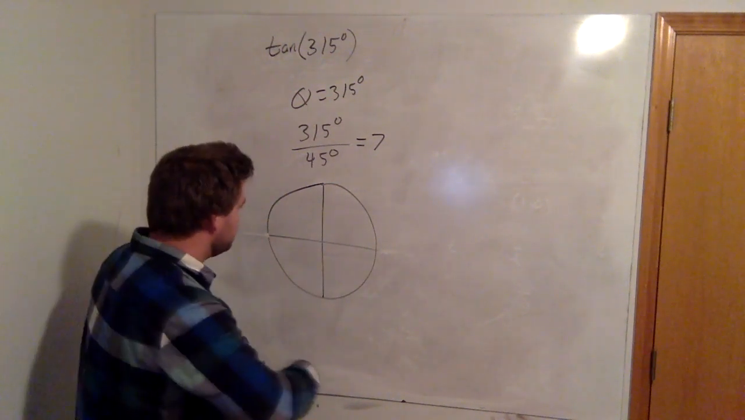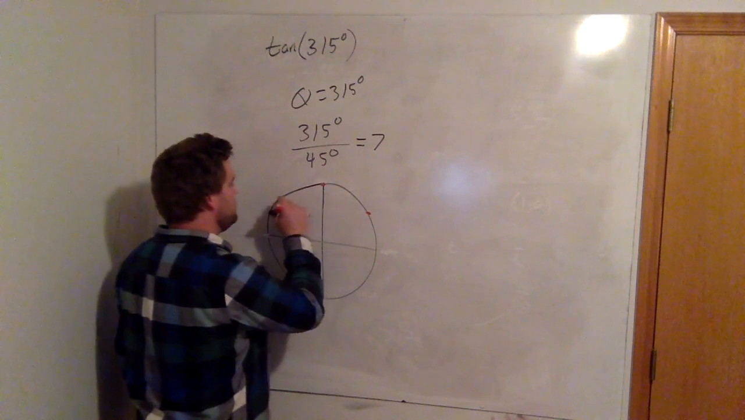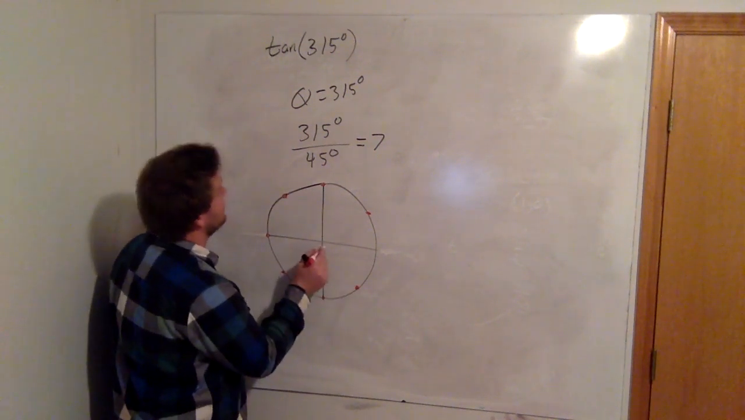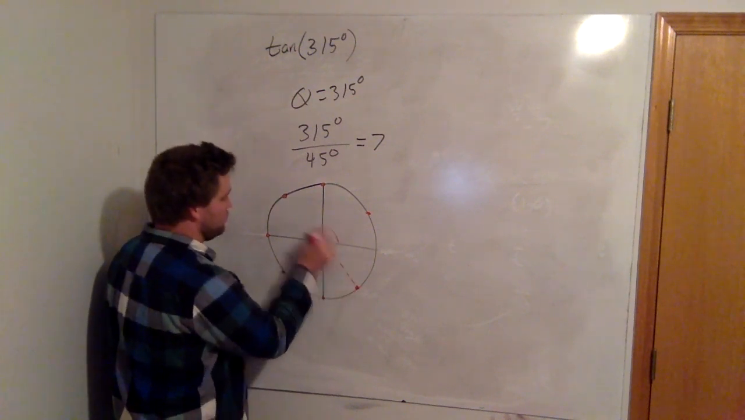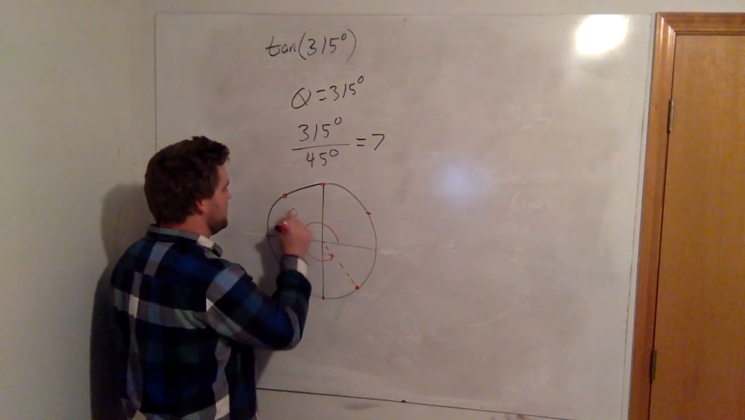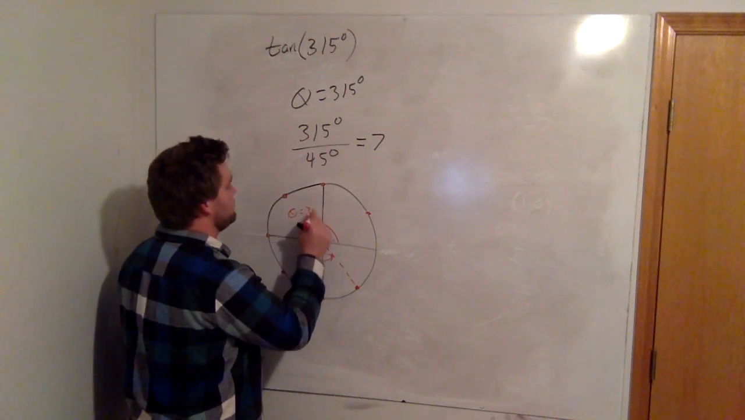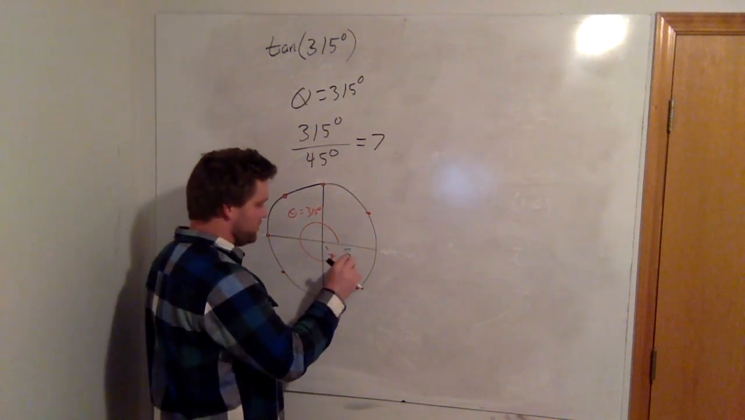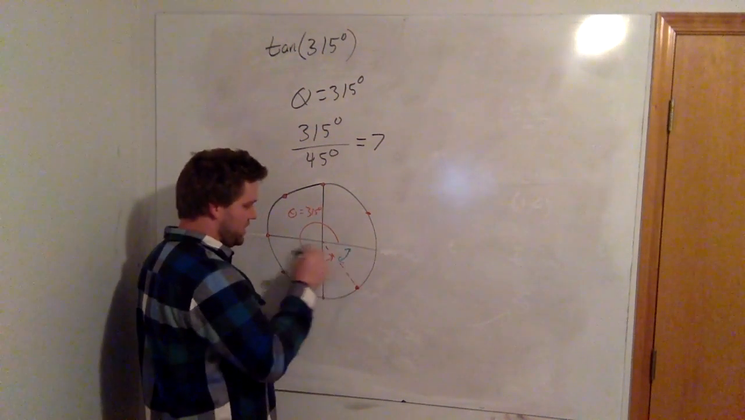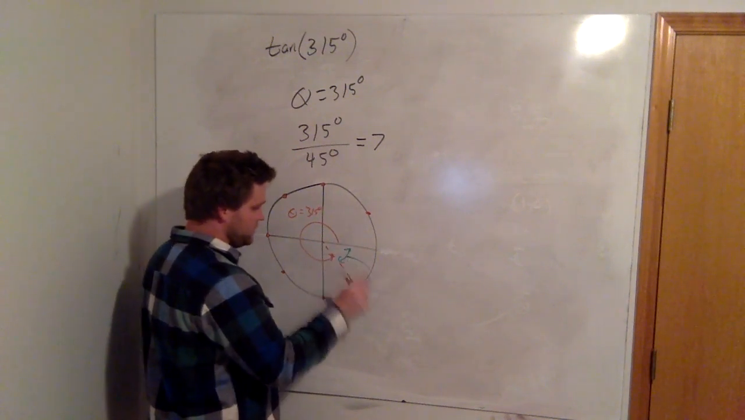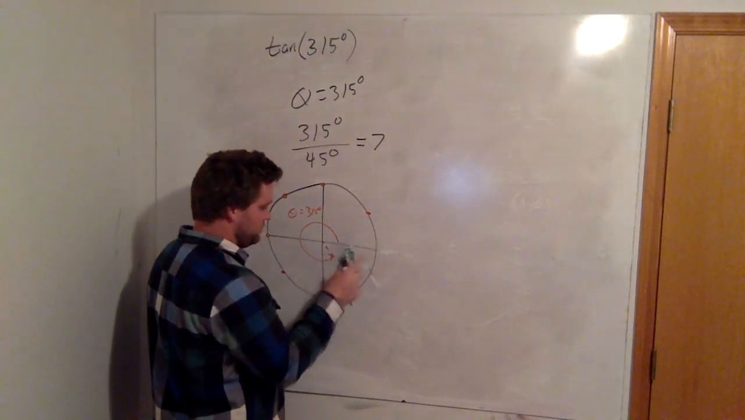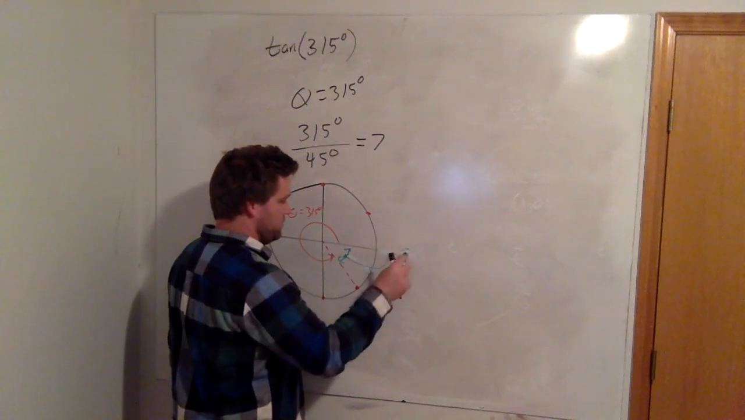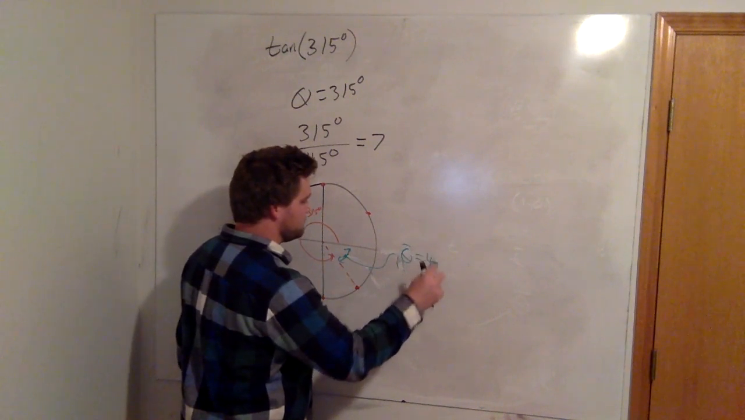Okay. So 1, 2, 3, 4, 5, 6, 7. So this is where we're at. This is theta, which is equal to 315 degrees. If the book asks you for the reference angle, that's the shortest positive angle to the x-axis. So here we would have, let's do it over here, this would be what? 45 degrees.